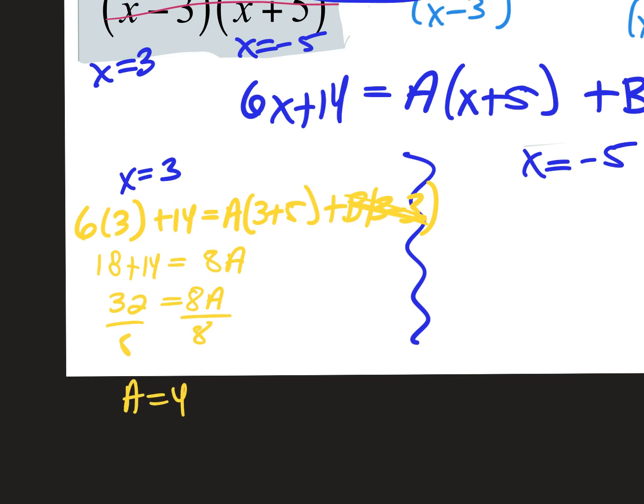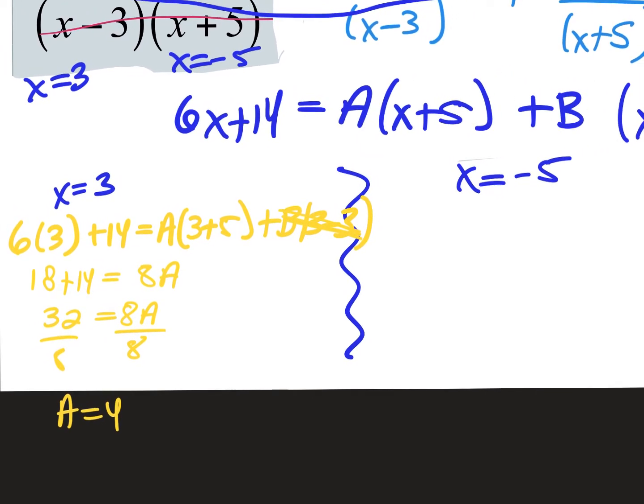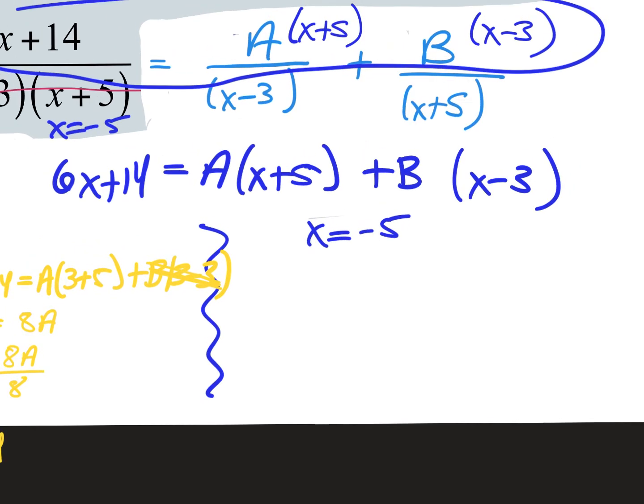You okay? All right, now we're going to do the same thing on the other side, but instead of using x equals 3, what are we going to use? -5. Okay, so 6 times -5 plus 14 equals a times -5 plus 5 plus b times -5 minus 3.